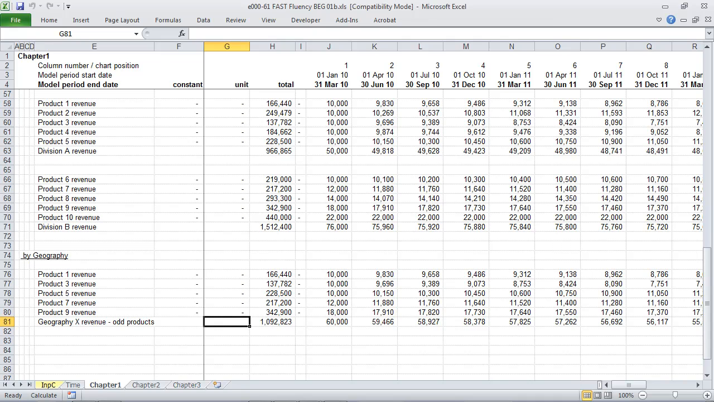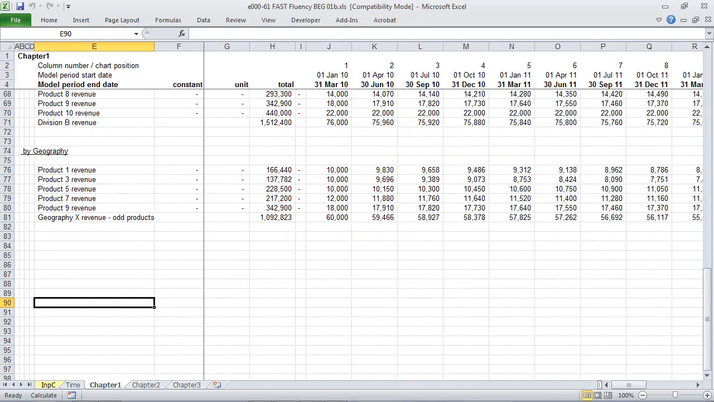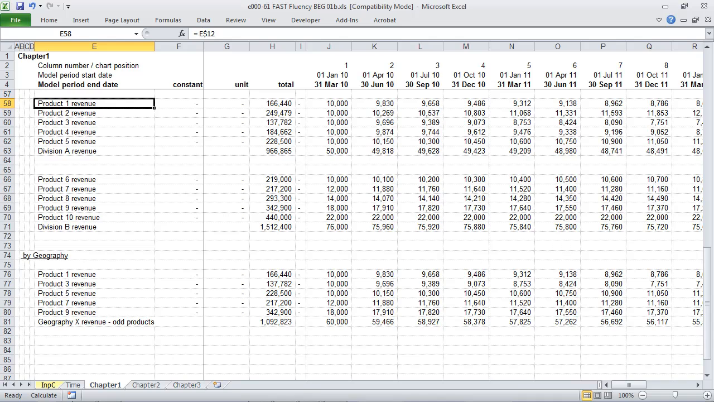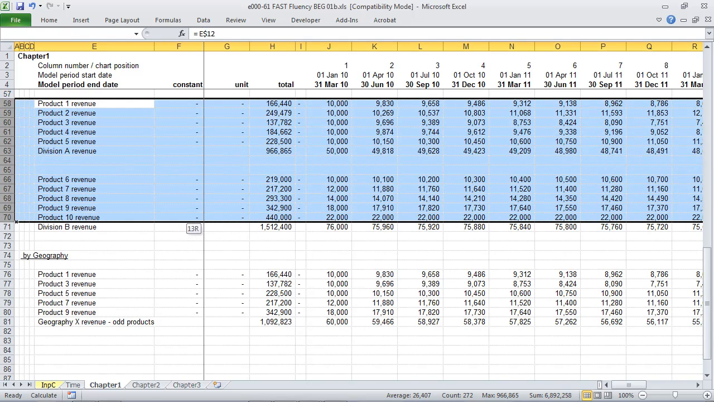So there's geography X, which are the odd products. For the even products, we will assume that's what goes on in geography Y. So geography, I can't spell today, but I will do my best, which is even products. Again, I'm going to pick up obviously 2, 4, 6, 8, and 10, but you might take a slightly different approach, which is to collect up all of this mess.